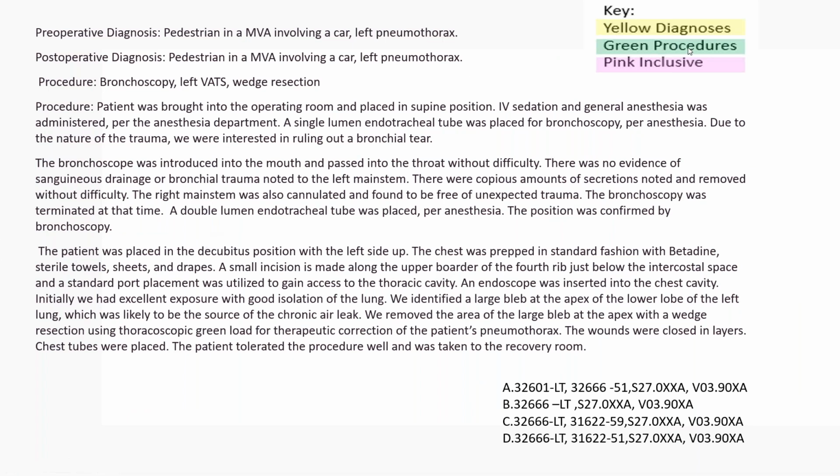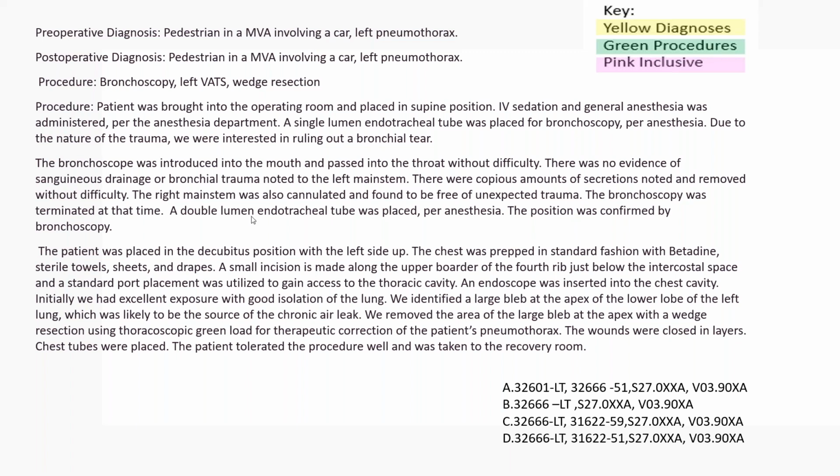Okay, coders. So the answers are A, 32601, modifier LT, 32666, modifier 51, S27.0XXA, V03.90XA. B, 32666, modifier LT, S27.0XXA, V03.90XA. Or C, 32666, modifier LT, 31622, modifier 59, S27.0XXA, V03.90XA. Or D, 32666, modifier LT, 31622, modifier 51, S27.0XXA, and V03.90XA.